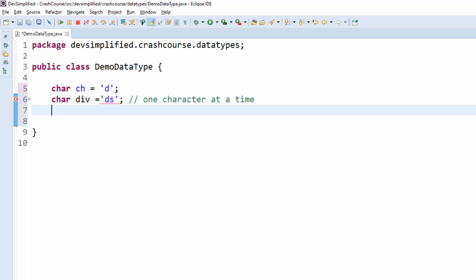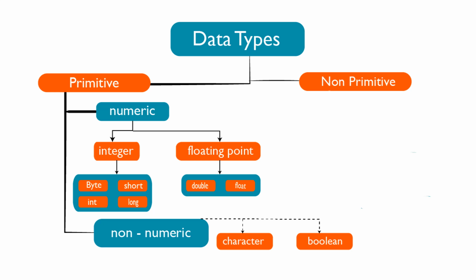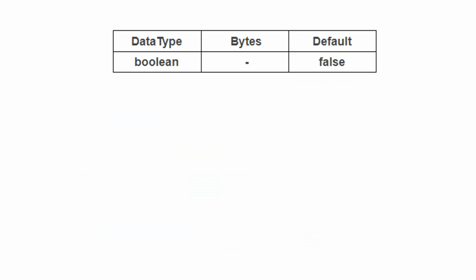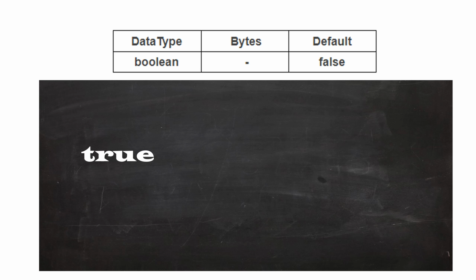The next data type in non-numeric is Boolean. Boolean doesn't have any specified size because it can have only two values, namely true or false. So whenever you create a Boolean, by default it will have false as a value in it.